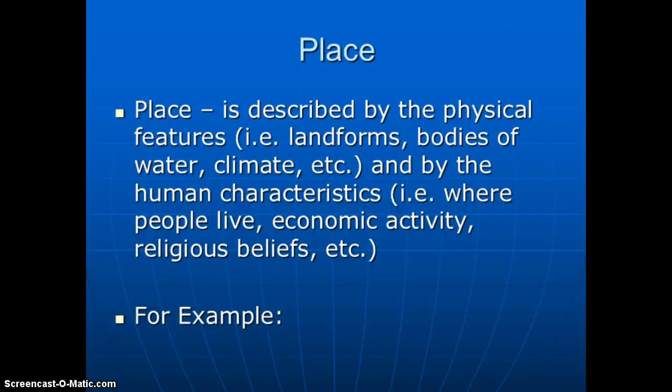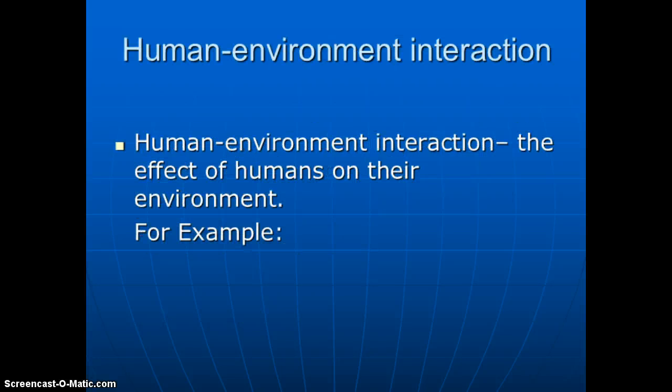Our second theme of geography is place. So go into the next bubble to the right, and you're going to write place and put down that it is described by the physical features and by the human characteristics of a place. For example, you might put down the city of New York or the state of Tennessee or the Appalachian Mountains. These are all good examples of place. You can see they're more general because they're a lot bigger than location, which was more precise.